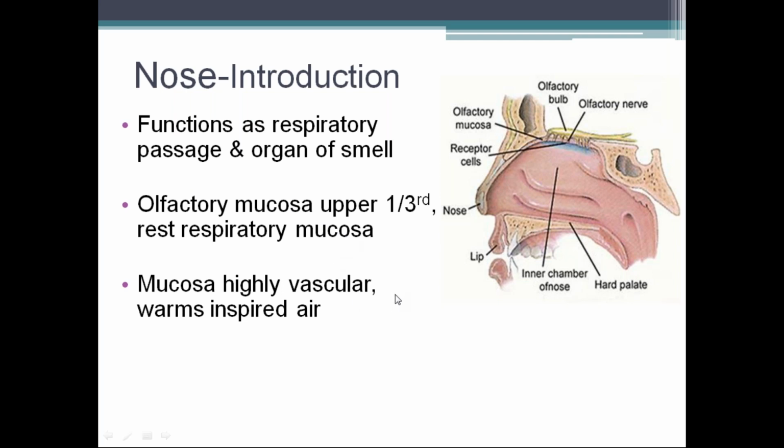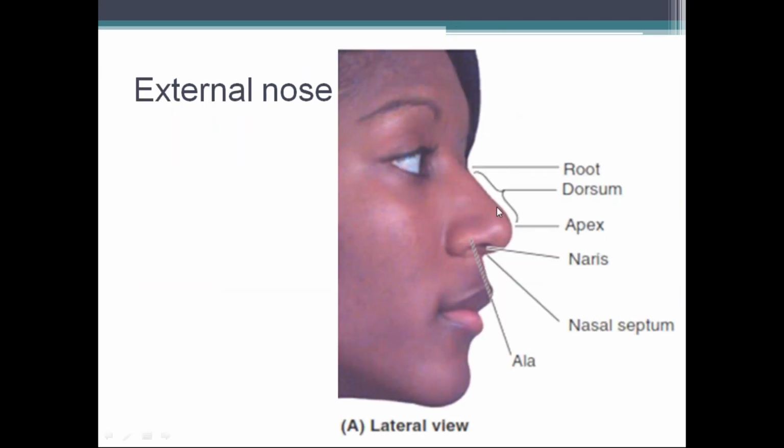Okay, and actually the nose consists of two parts. They are the external nose and the nasal cavity. So first we'll see about the external nose. Okay, so if you see the parts of the external nose, it has a pyramidal projection. So the pyramidal projection, at one point, has a pointing apex or tip of the nose.